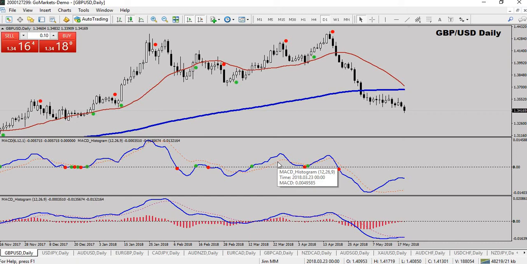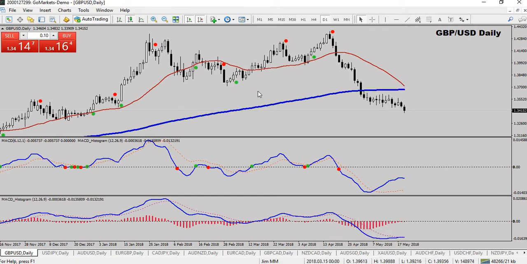Not the histogram, 12.26.9. I just keep one of those lines on there, just to give me an idea. Sometimes it gives you a clue when the trend is changing. So the gist of this method is these green and red dots represent when it goes through the zero level. That's the main indicator. Through that zero level is your main indicator. This here is just a standard MACD with the histogram below, 12.26.9. Just gives me an idea what I'm looking at.